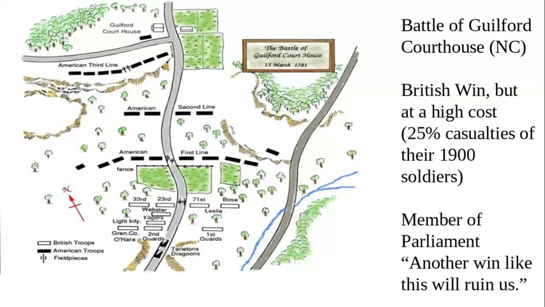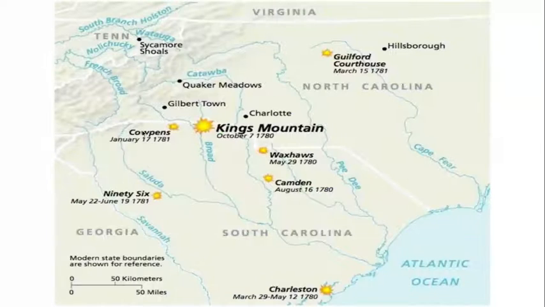And technically in the battle, he does win. He takes the ground he wants. The Patriots have to retreat. But it is another one of those costly wins like Bunker Hill. He lost 1/4 of his people, 25% casualties. They're in deep trouble. They're in the middle of nowhere. Their army's now weakened by 25%. And they got to get to Virginia quickly.